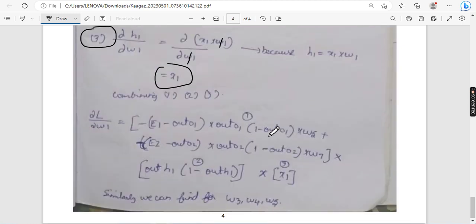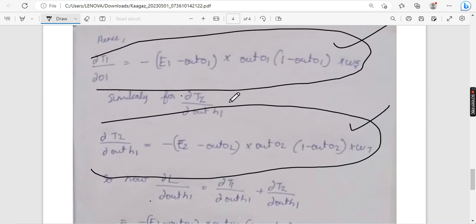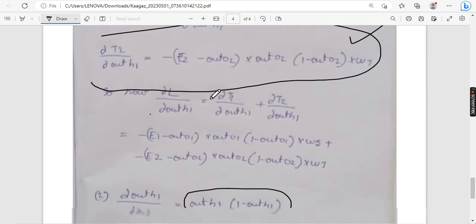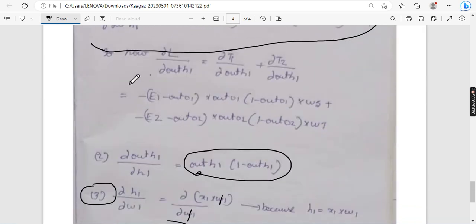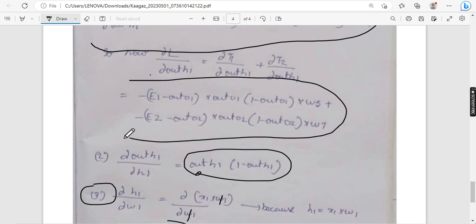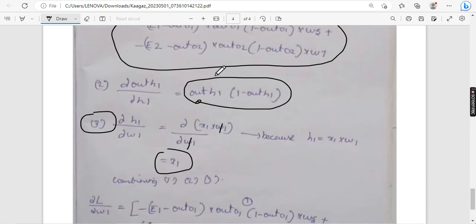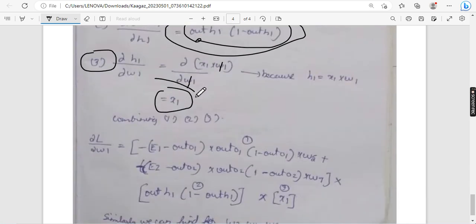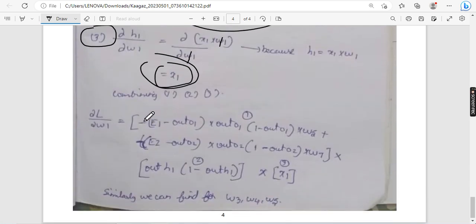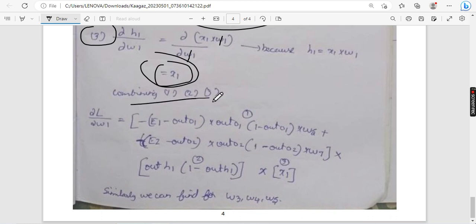So what is the first equation? The first equation is this one. This is the first equation, this is the second equation, and this is the third equation. Combining all these three things, we get this larger equation. Look here, this is the larger equation, and this larger equation is the answer.